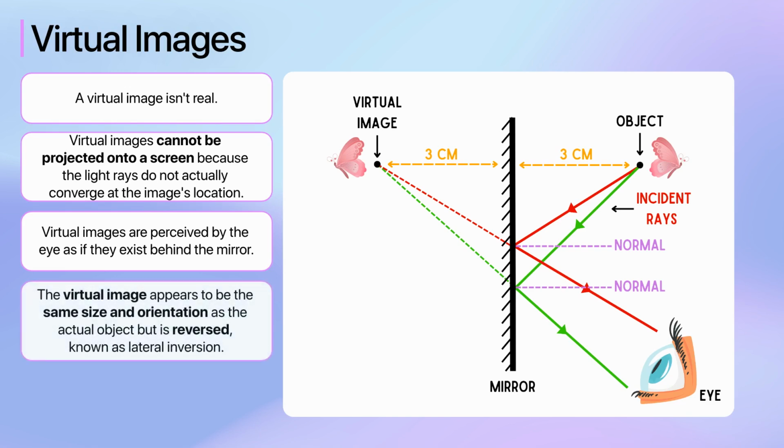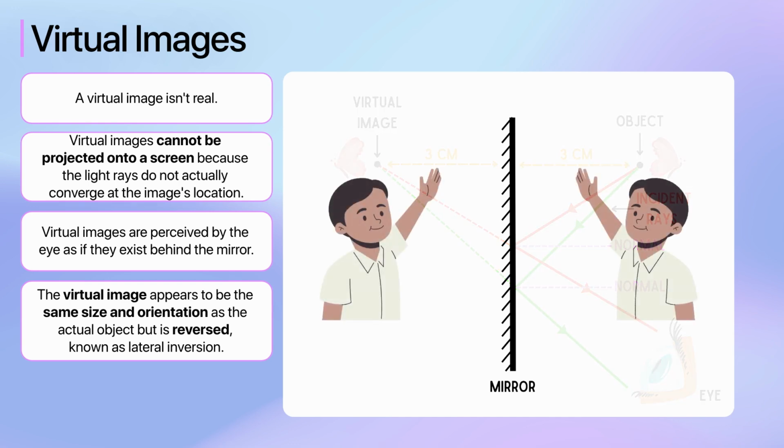The virtual image appears to be the same size and orientation as the actual object, but is reversed left to right. This reversal is known as lateral inversion. Notice how the red ray appears on the right of the object, but is flipped to the left in the virtual image. This is why when you raise your right hand in a mirror, your reflection appears to raise its left hand.